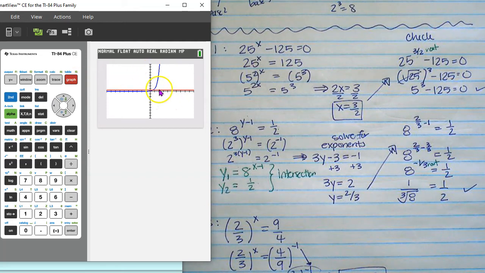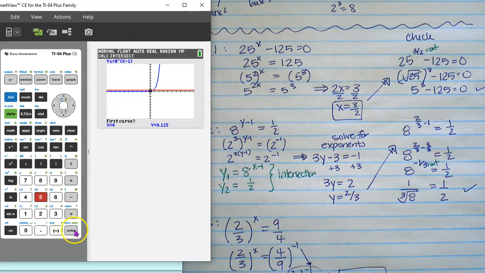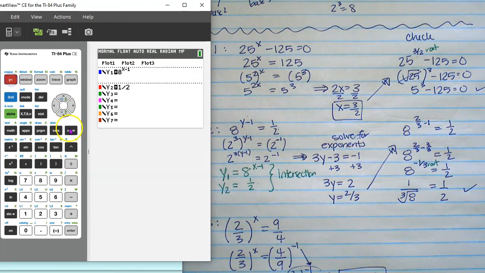And we're trying to see where they cross. So that's an intersection, just like I wrote here, intersection. Second, calculate, intersect is 5. Blue to red, intersect is going to be 0.66 repeating, which is 2/3, our answer here. Same thing would go here, 2/3 to the x. But let's see how we put in the second one into the calculator, make sure we do everything correct.